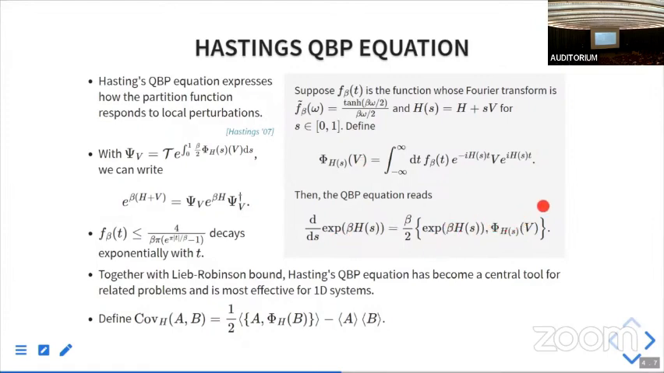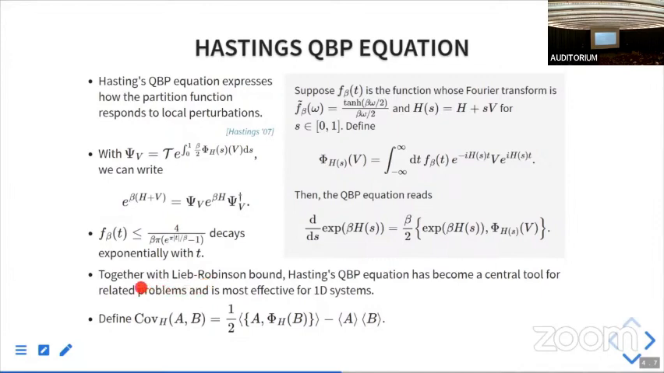And there is an anti-commutator, so you have beta over two in front. Okay, that's the formulation, the equation. And the important thing is that this f beta t function decays quickly with t. And it's a distribution centered around a radius of roughly beta, the inverse temperature.